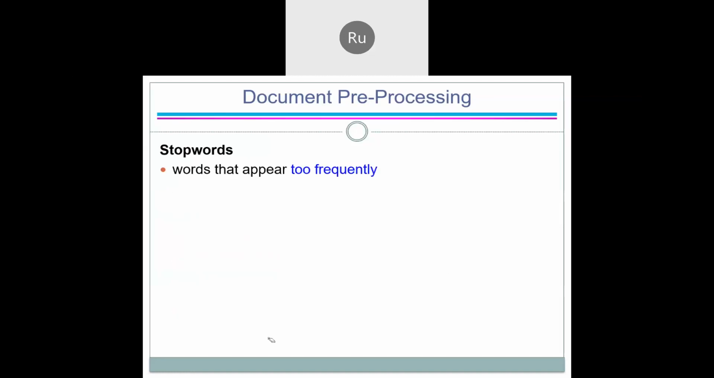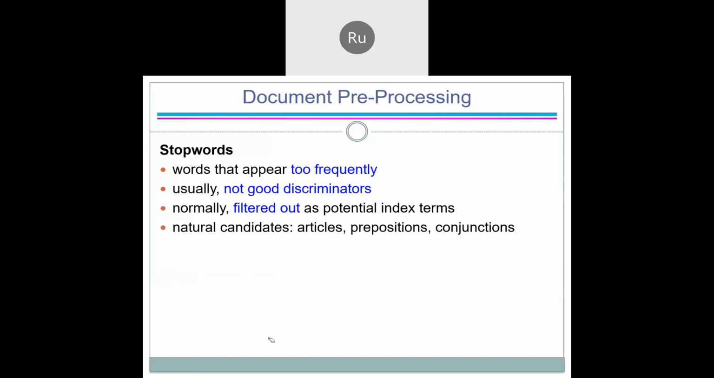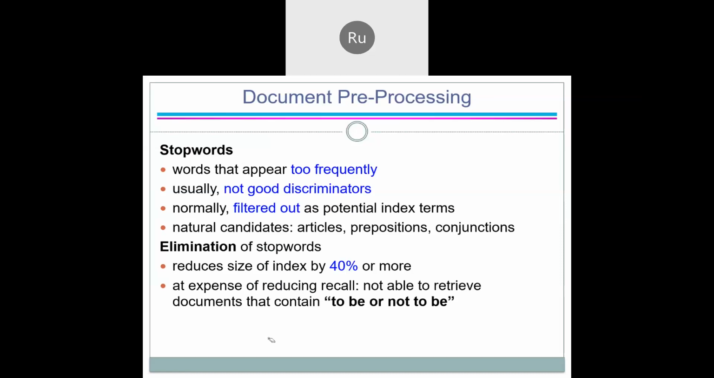And then the second one is you want to remove the stop words. You do not want to burden the CPU to compute all the TF-IDF for the stop words. And by eliminating the stop words, it can reduce the size of the index by 40%.